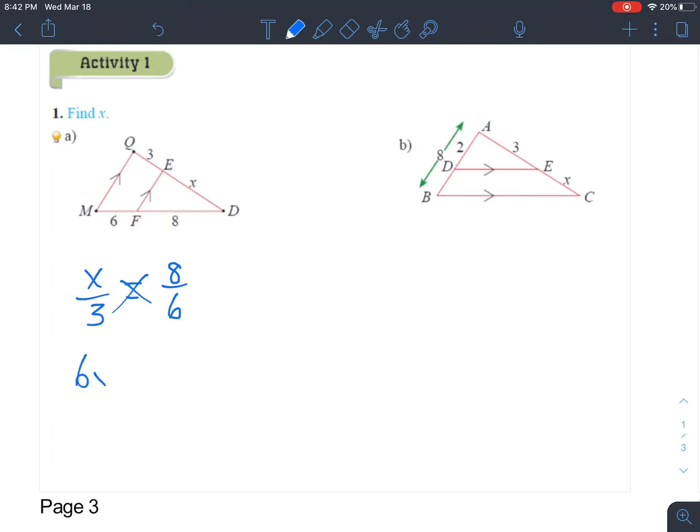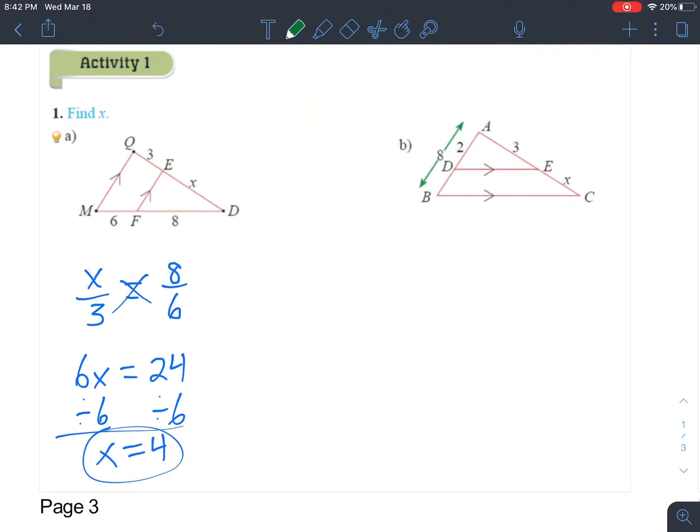Now that we've done that, we just need to cross multiply, and then we can solve this. So we're going to get 6x equals 24, and if we divide both by 6, we see that x has to be 4. So what I want you to do then is pause the video, try doing part B, and then once you are done, start up the video again, and I will demonstrate how to solve it.